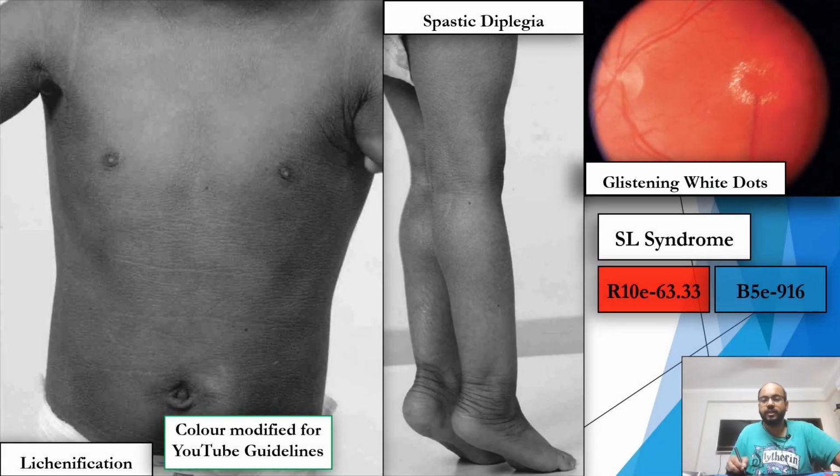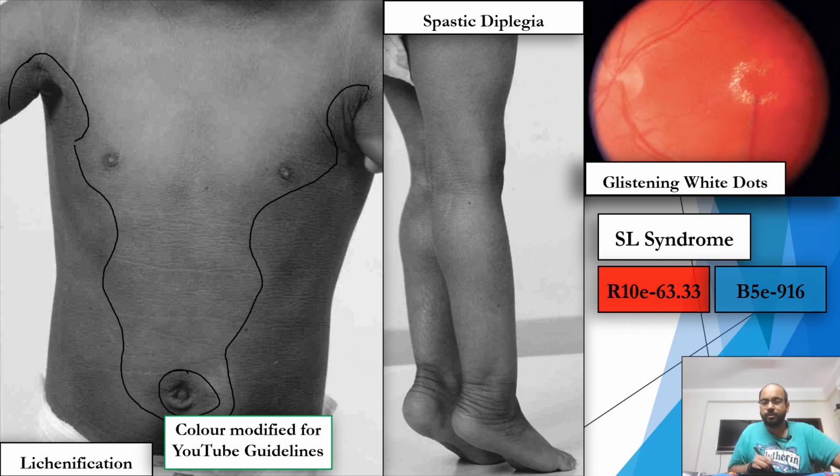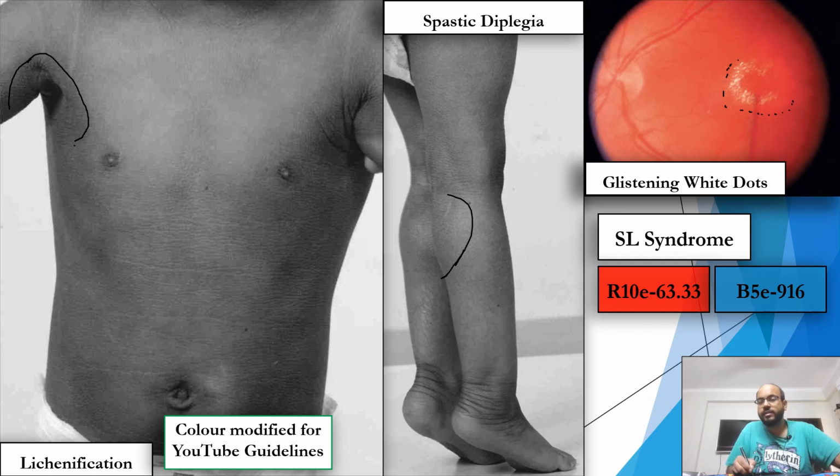So this picture I've taken from Rook's and Bolognia, and here you can see this kind of diffuse scaling and keratotic lichenification. Can you see this kind of lichenification over the trunk, periumbilical, extending from the axillary folds also? So this is the lichenification keratoderma. This is spastic diplegia of the lower limbs, and these are the glistening white dots around the fovea. And this is very characteristic of Sjogren-Larsson syndrome. Let's move forward.